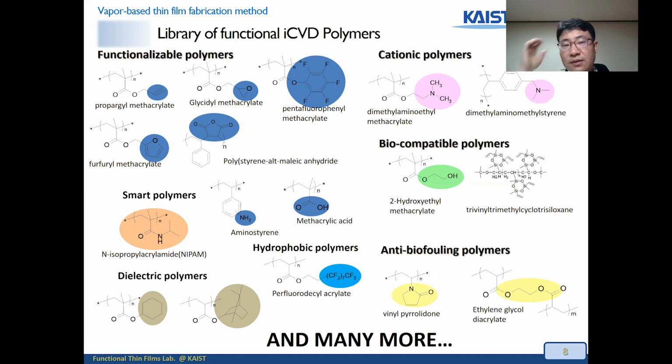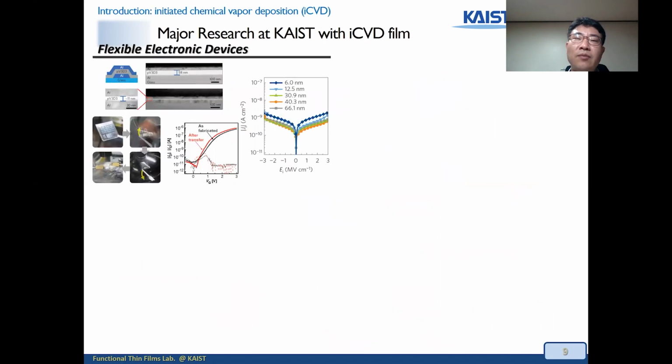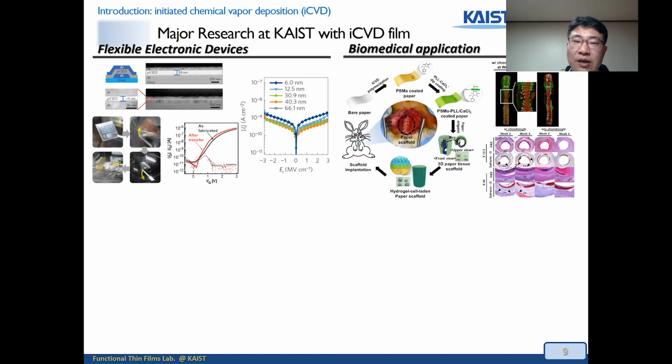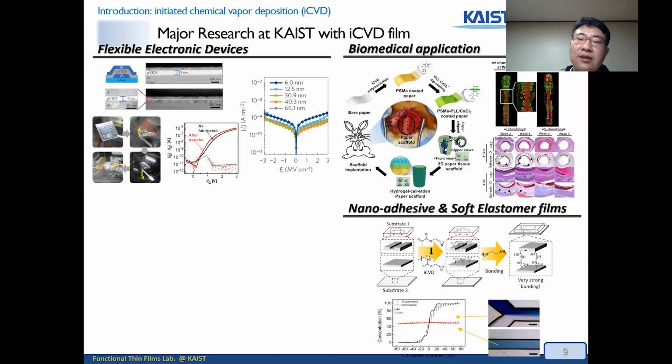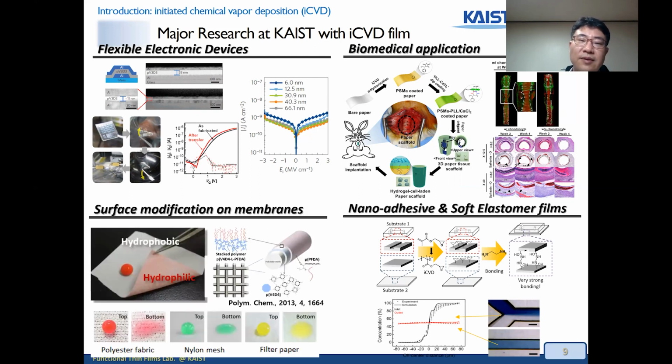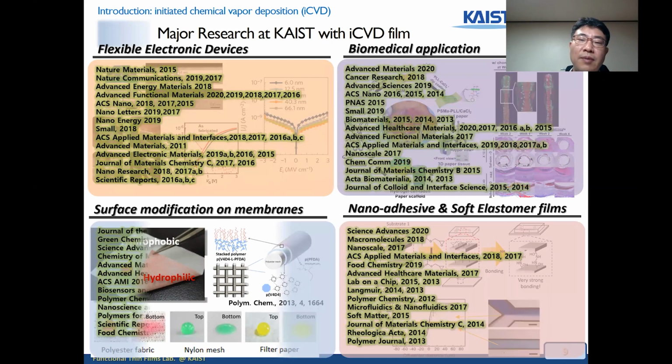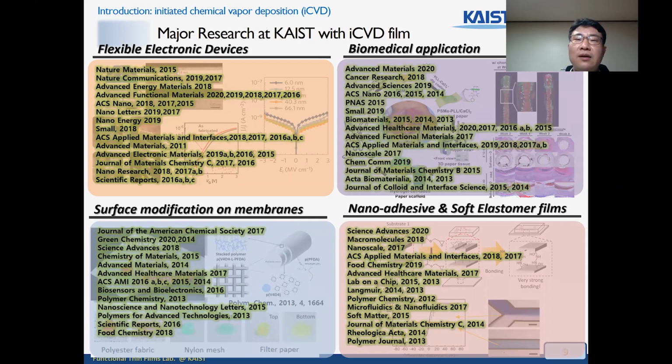So with these advantageous characteristics of iCVD polymers, our lab does a lot of research, including flexible electronic devices, biomedical applications, nano-adhesive or microfluidic applications, and general surface modifications. And we have many publications in this area.